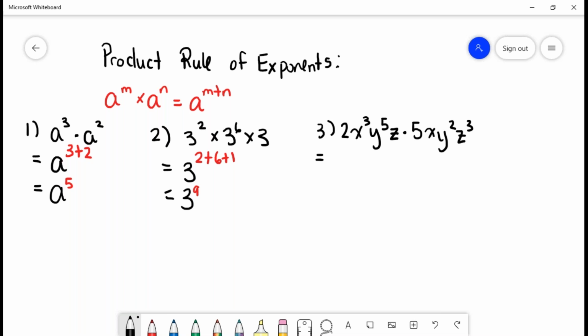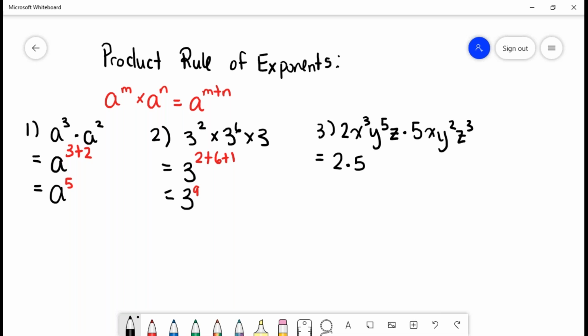So what I'm going to be doing now is I'm going to be rearranging this. So I can see we have all of this multiplied. So this is all multiplied with each other. So we have 2 times 5. We can rewrite it as 2 times 5 as everything's multiplied anyways.